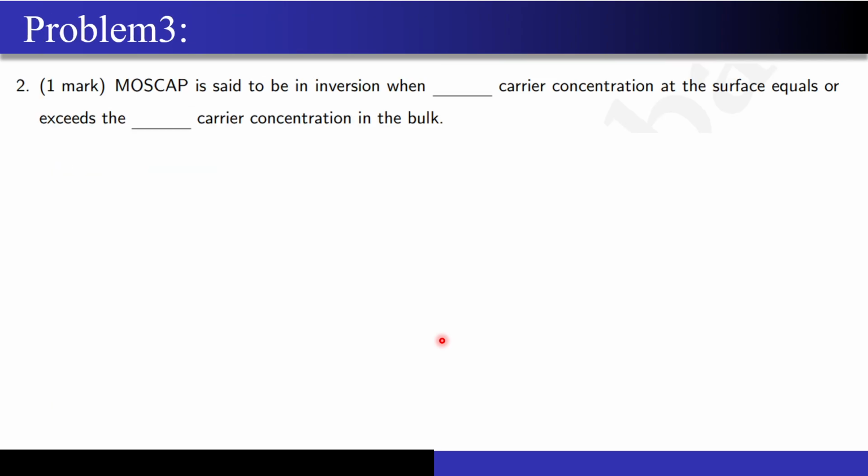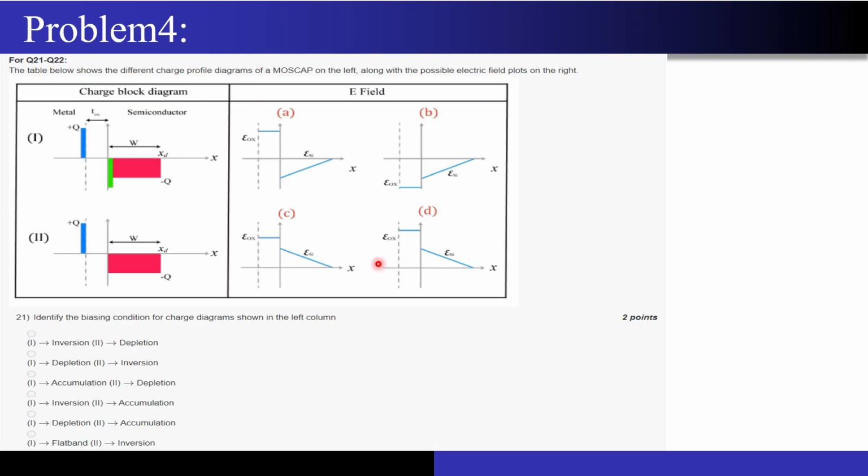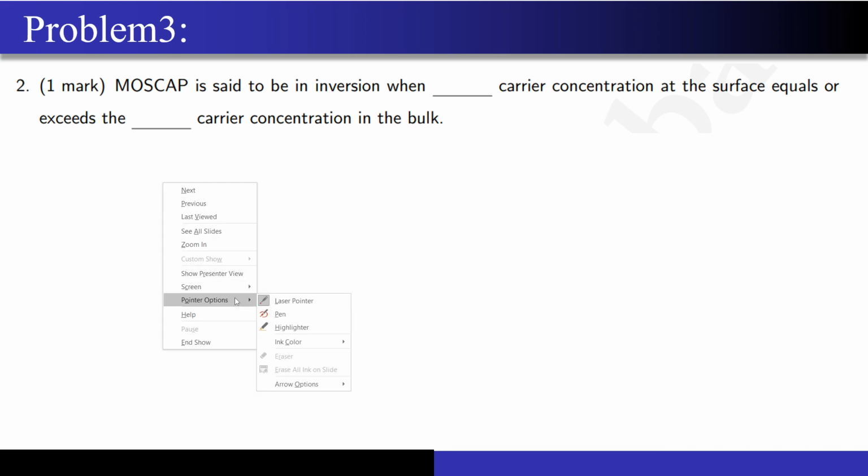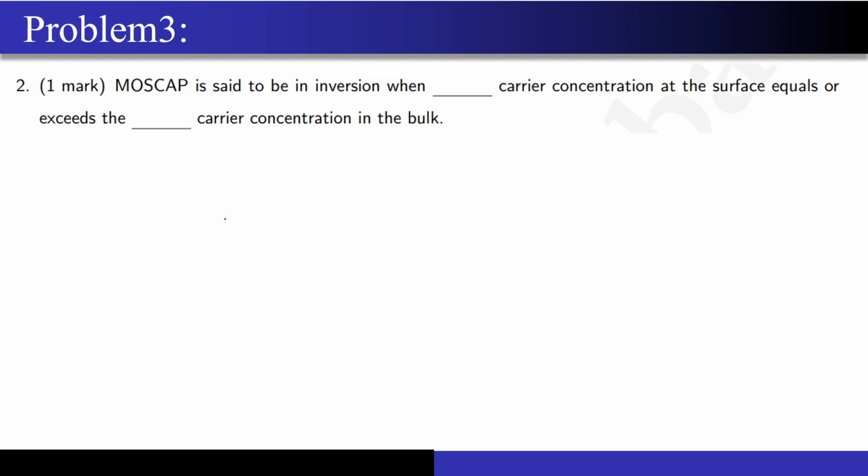So we will solve, I guess, a few numericals now. These are the conceptual numericals. Then we will take a short break and we will come back, right? So now let me turn on my pen over here. See, now this is a fill in the blanks kind of question, a very easy question, right? What they are asking is: a MOSFET is said to be in inversion, right, when dash carrier concentration at the surface equals or exceeds the dash carrier concentration in the bulk.